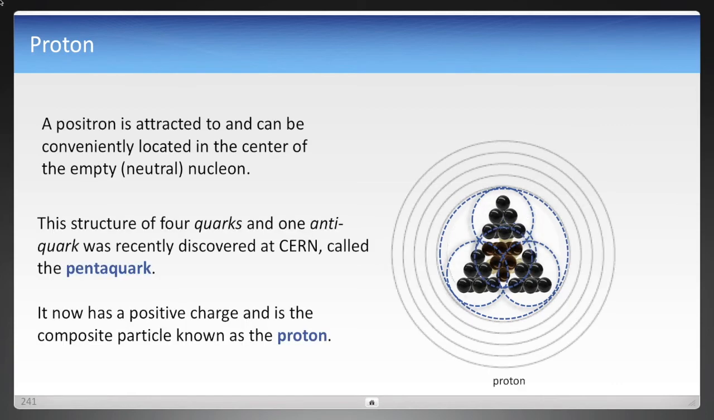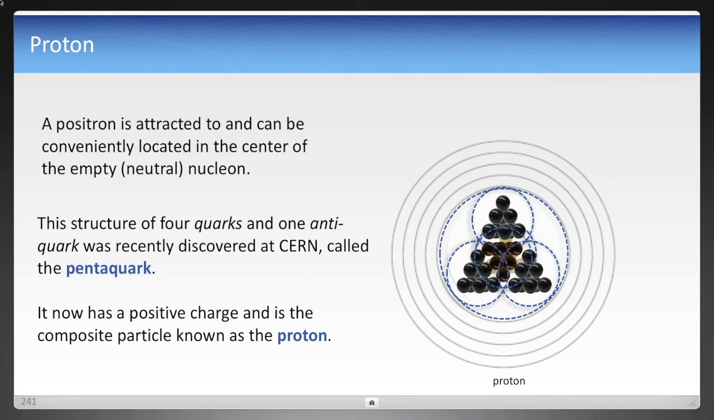Seems strange, right? Because protons today are considered to be three quarks, but in 2015 something called the pentaquark was discovered, where it is four quarks and one antiquark. And that's exactly what we see here. There are four electrons and a positron, but the quark was modeled as a highly energetic electron, and the antiquark is a highly energetic positron. And so that is what was found recently, the pentaquark.